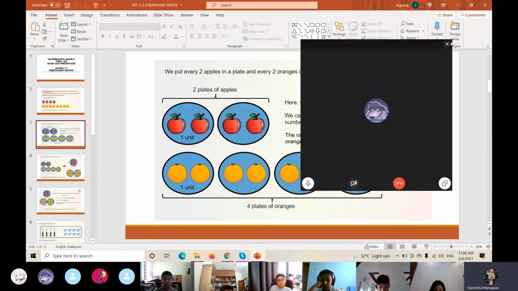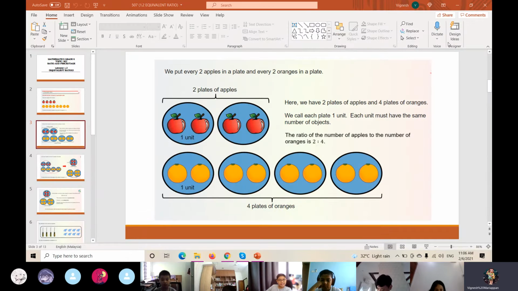So we put every 2 apples in a plate and every 2 oranges in a plate. Here we have 2 plates of apples and 4 plates of oranges. Remember, teacher said the 2 apples is equals to 1 unit. This one is only for the example. So we call each plate 1 unit. So each unit must have the same number of objects. So if we want to count the ratio, you have to count the number of apples to the number of oranges. You should count the unit.